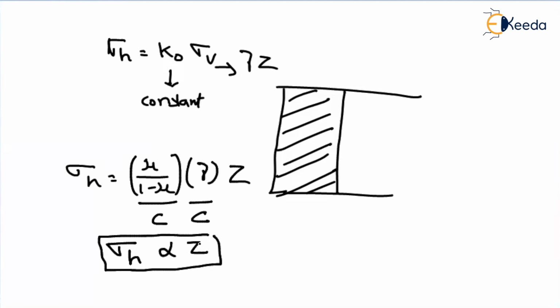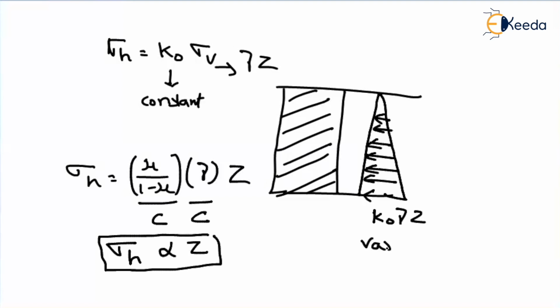So what is the degree here? Z to the power 1. That means along the height of the retaining wall, your earth pressure will vary in a linear way. So what about the magnitude and all? We will find out in seeing the problem. So here this magnitude is nothing but K naught into gamma into z. So this is what the variation of sigma h, simply I'll say, at rest condition.